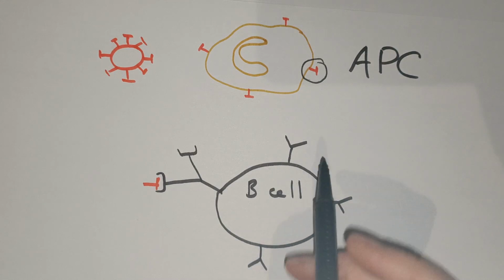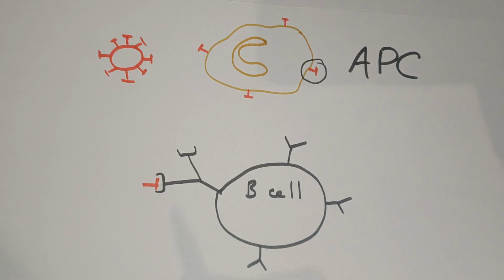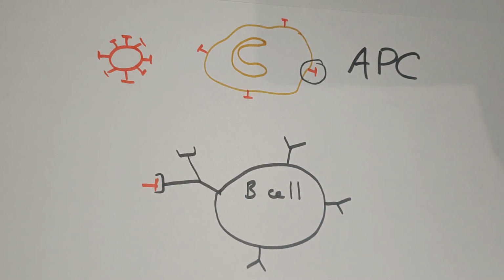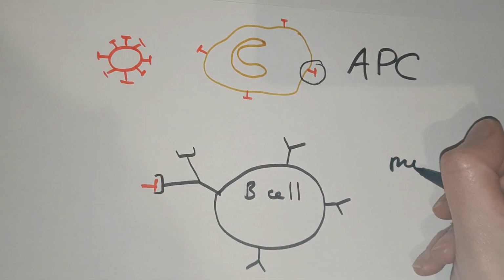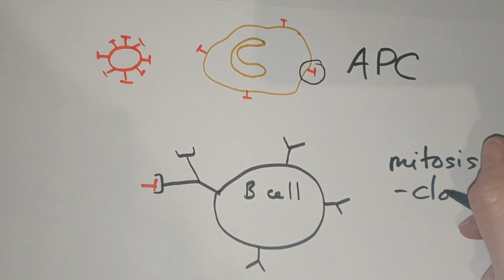So on the outside of our B cell, we have lots and lots of antibodies, which would all be identical to each other. When this B cell has been activated, it will then start going through the normal process that we would expect as part of an immune response. So we would have, firstly, mitosis used to do clonal expansion.